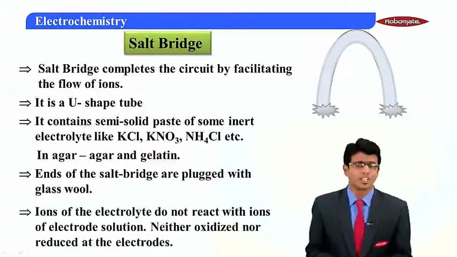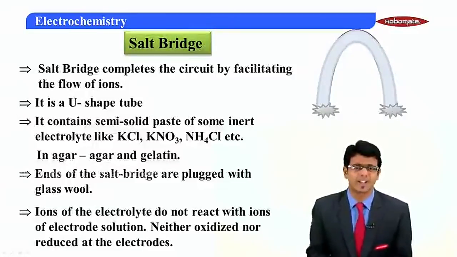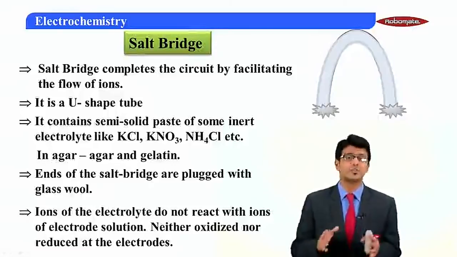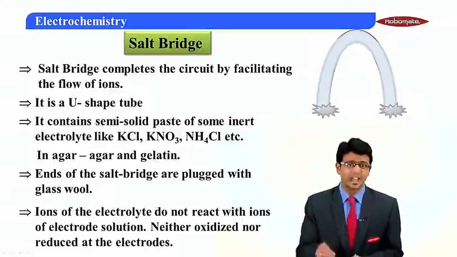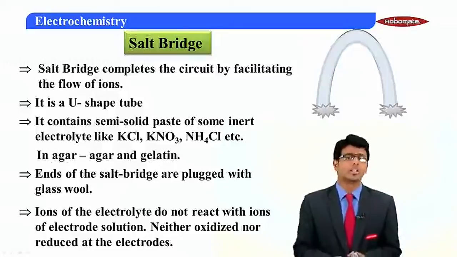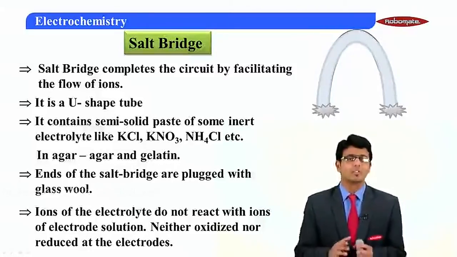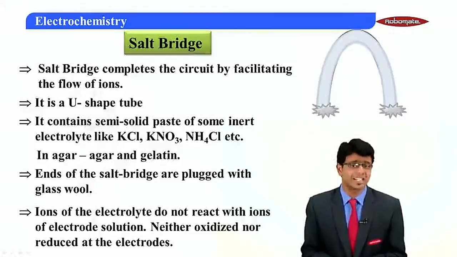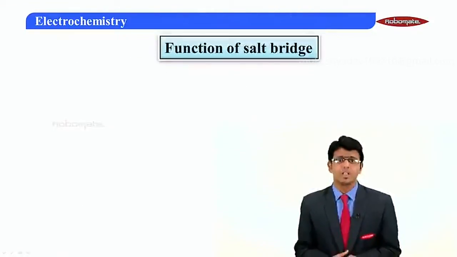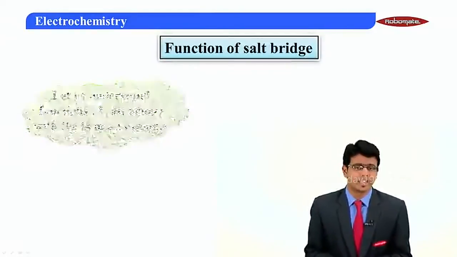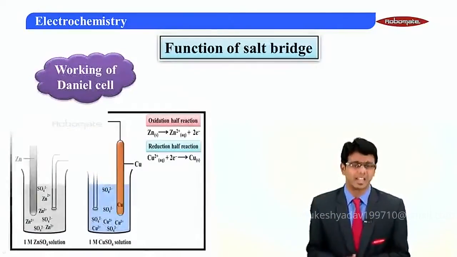One more thing you need to understand here is that the ions of the electrolytes do not react with the ions of the electrolytic solution. Neither are they oxidized nor reduced at the electrodes. So that was with respect to the salt bridge. Now let us understand its function. We'll consider the function of the salt bridge through one example, and that is the Daniell cell.